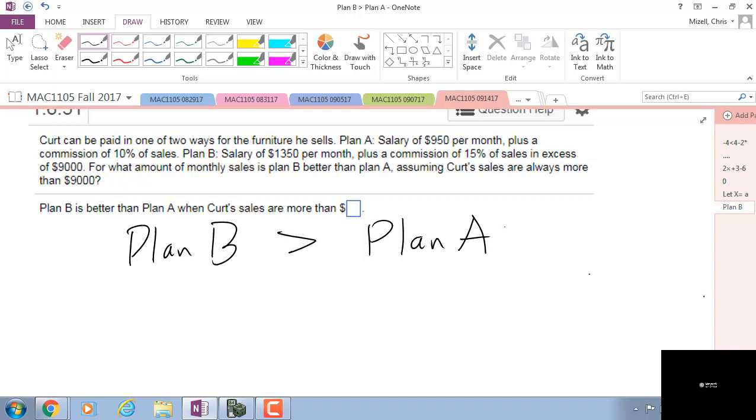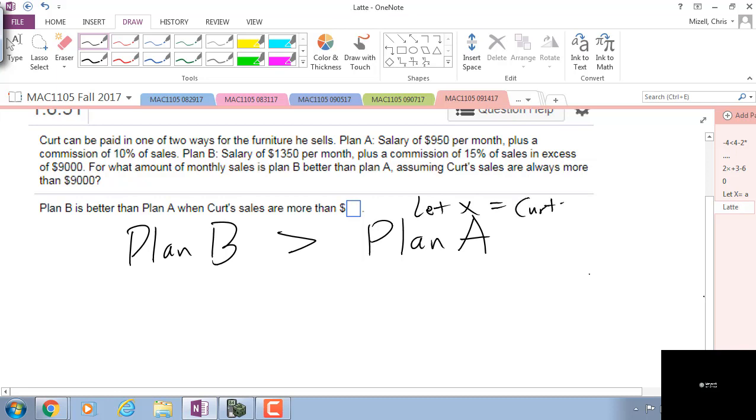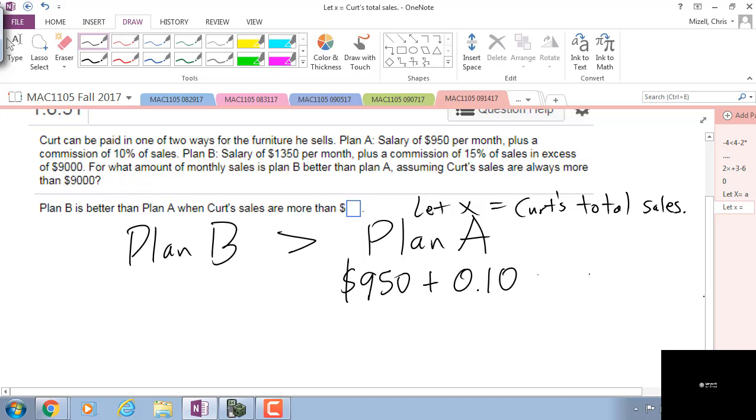So we need to express each of these in terms of X, his total sales. So let X equal Kurt's sales, or total sales. How are we going to say that? MyMathLab just says sales. Plan B is greater than Plan A. So Plan A is fairly simple. $950 in a month plus 0.10 times X.